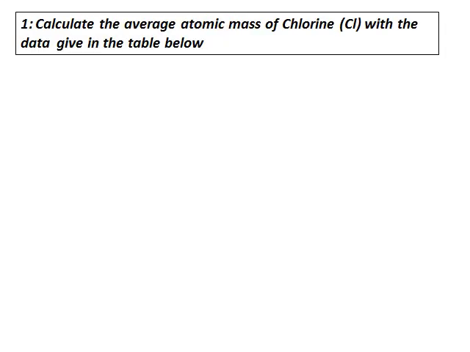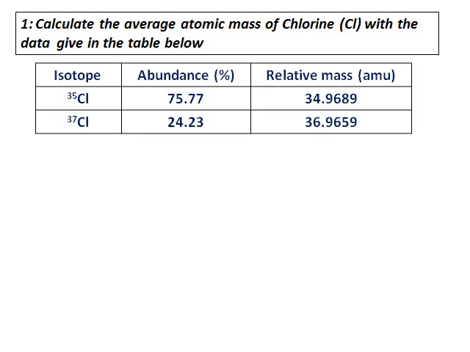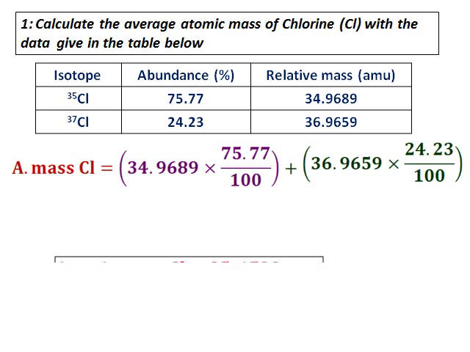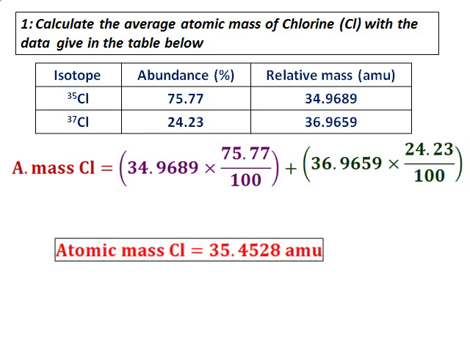Calculate the average atomic mass of chlorine with the data given in the table below. The data given is the percentage abundance of the two isotopes, 35 and 37, of chlorine, and the relative mass is also given. So the atomic mass of chlorine will be equal to the relative mass multiplied by the percentage abundance, and see there I have divided the percentage abundance by 100, and then add it up. So when I add it up and calculate the value, I get the atomic mass of chlorine as 35.4528.